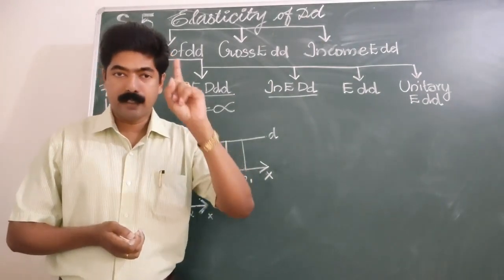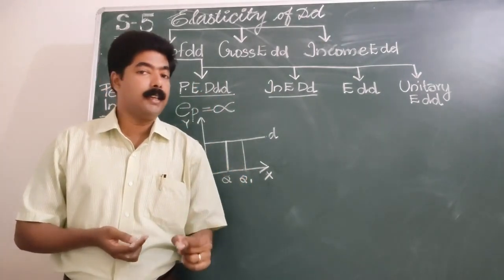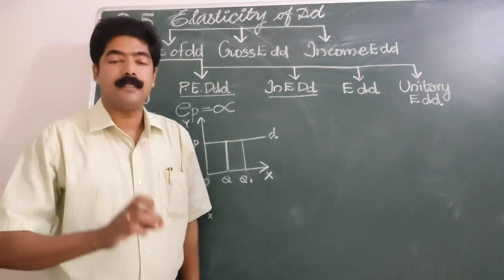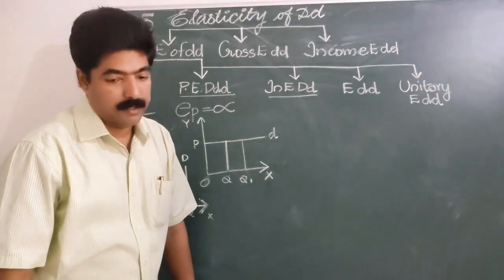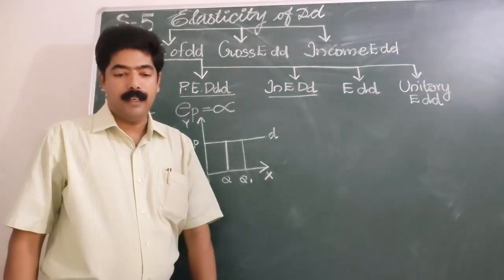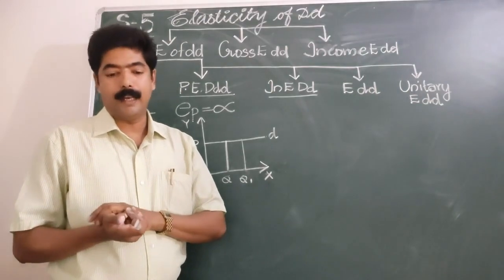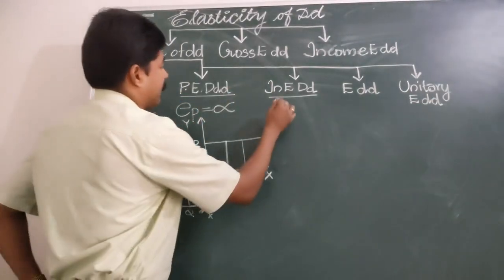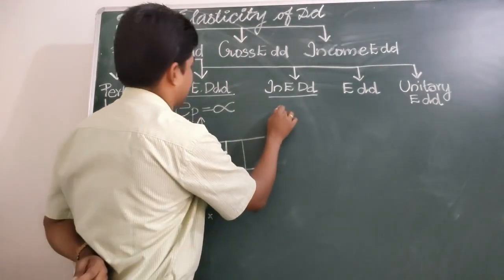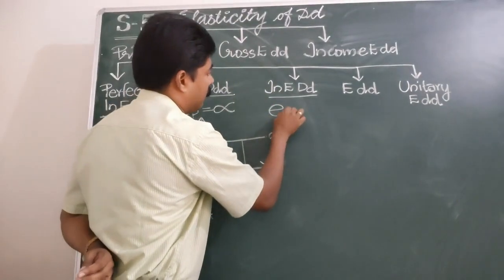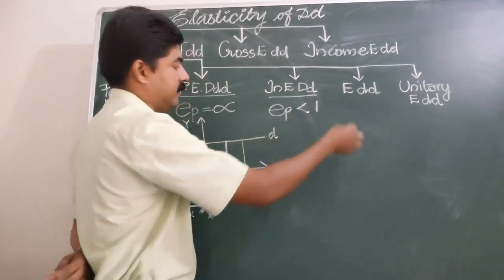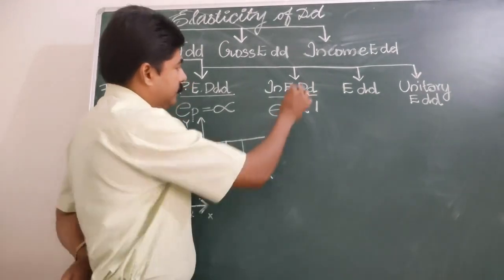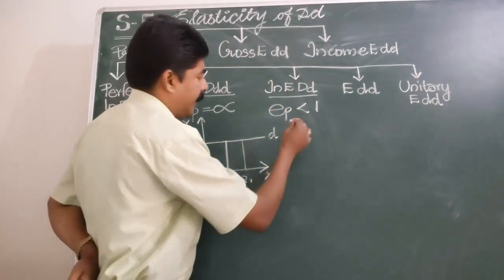If the percentage change in quantity demanded is less than the percentage change in price, then we can say it is inelastic demand. Inelastic demand has a negatively sloping demand curve. The value is less than 1. So we can write that price elasticity of demand is less than 1. And inelastic demand can also be shown diagrammatically.